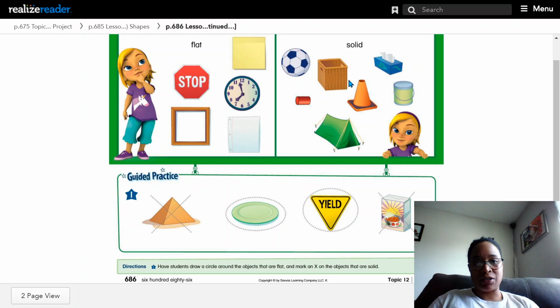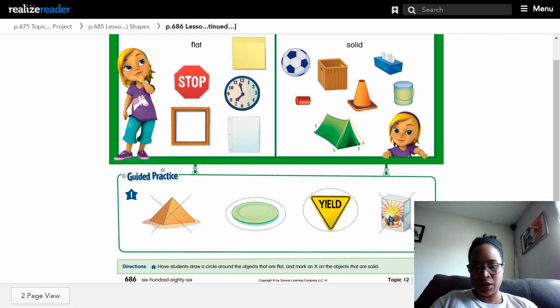Is that a square? No. Is that a circle? No. How about an oval? Yes. And can we only see one side of this oval? Yes, we can. So this shape of this plate right here would be our flat 2D shapes. So they circled it. And here we have, looks like a box of cereal. Yeah, I think it's a box of cereal.